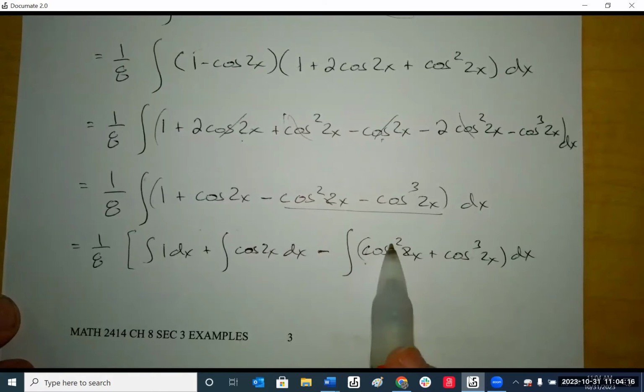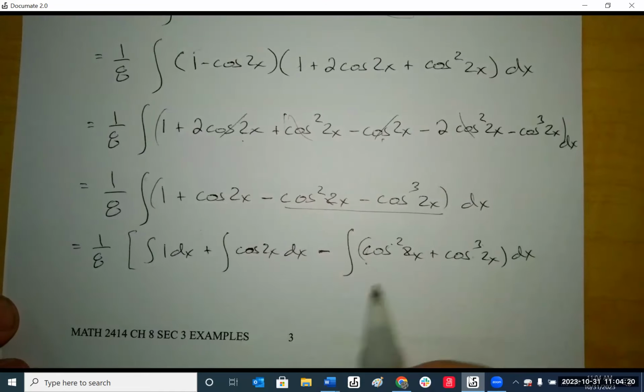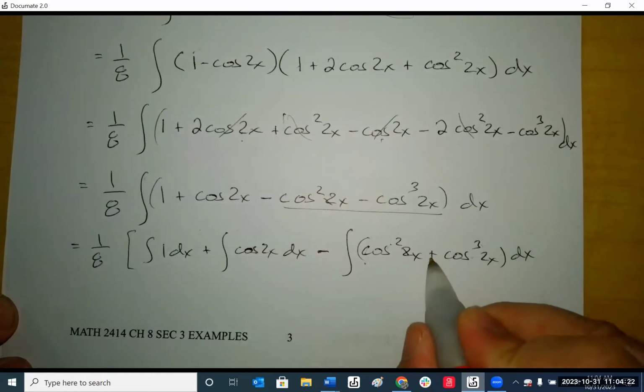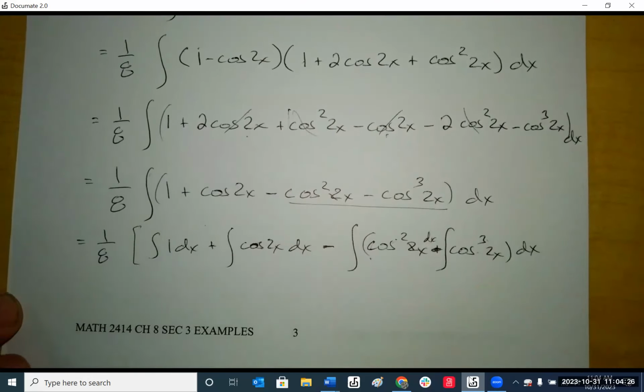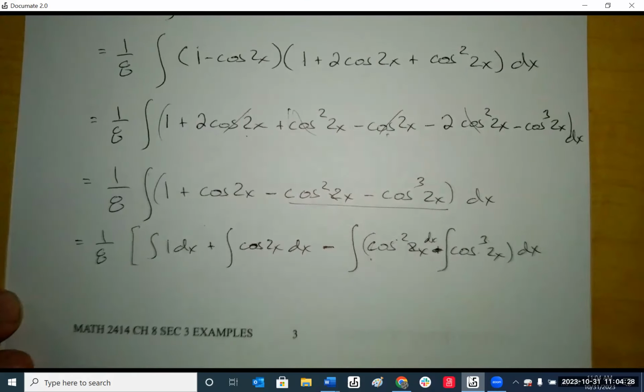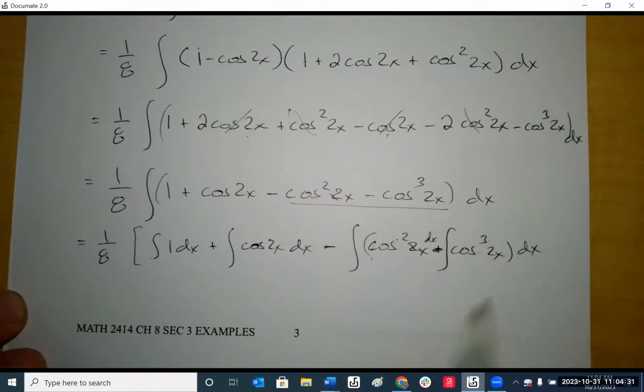They have to stay together because they have exponents, so we'll have to worry about those in a second. We'll treat each one of these separately. So we distribute everybody separately.